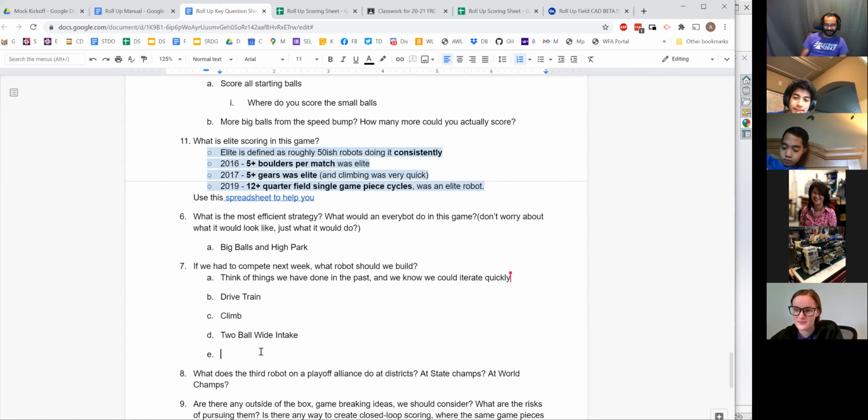Okay, so yes, drivetrain, very important answer. Definitely the first thing. I assume we all assumed we'd be driving. Drivetrain, climb. I definitely think we could do a 2 ball wide intake. There's a way to do that relatively easily with the boulders. I don't think it would be that crazy to get them to not jam all the time.